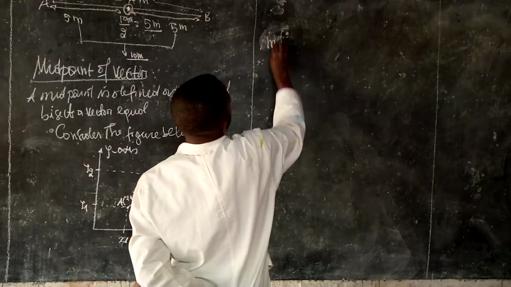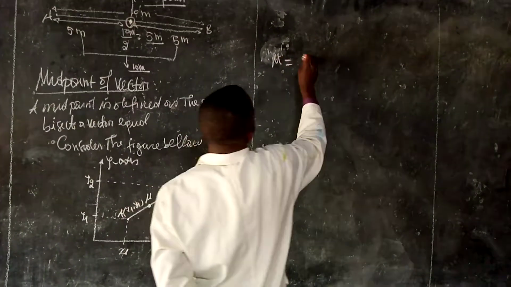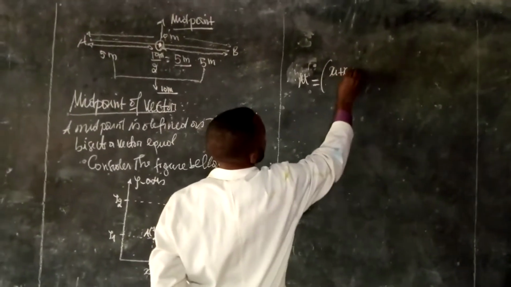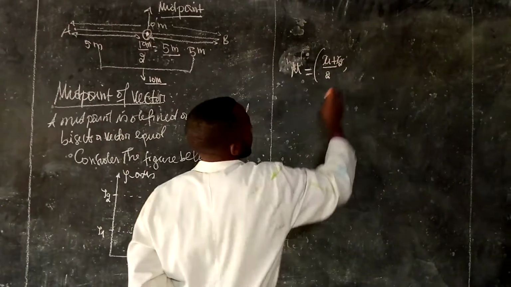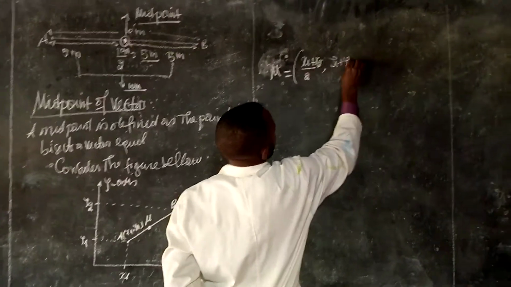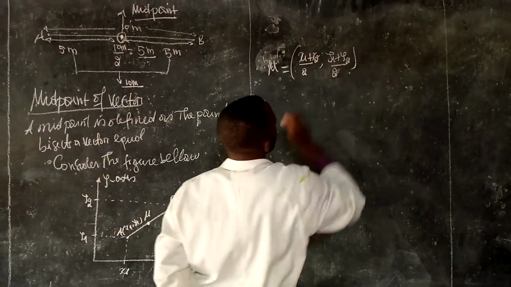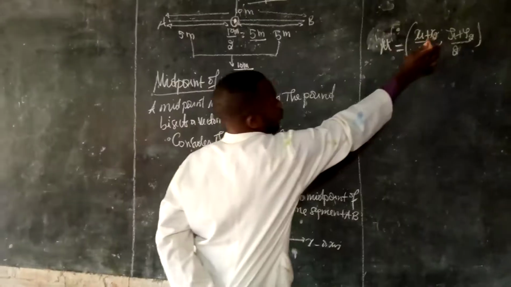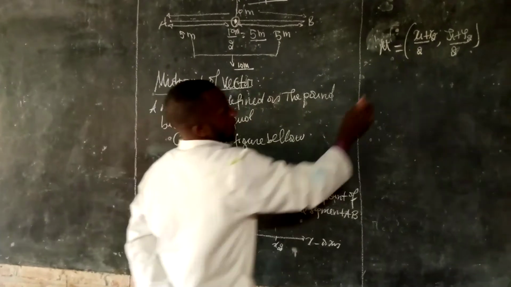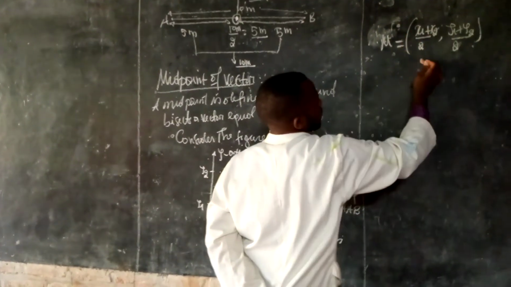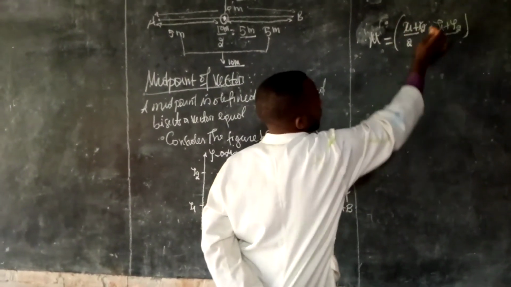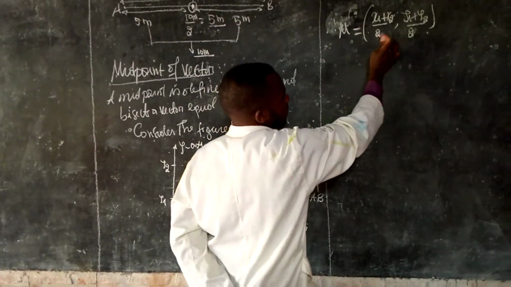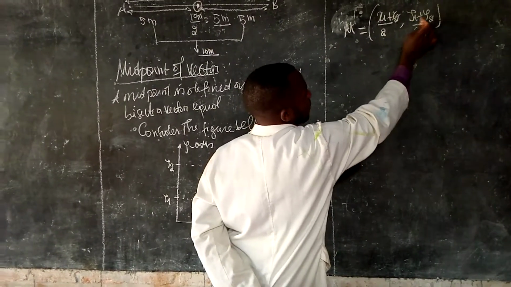So the midpoint M is equal to x1 plus x2 over 2, and y1 plus y2 over 2. It means that x1 is the x of the first point, plus x2 is the x of the second point, over 2. This is like finding a mean, which is the total sum of observations over the number of observations. And the y coordinate is y1 plus y2 over 2.